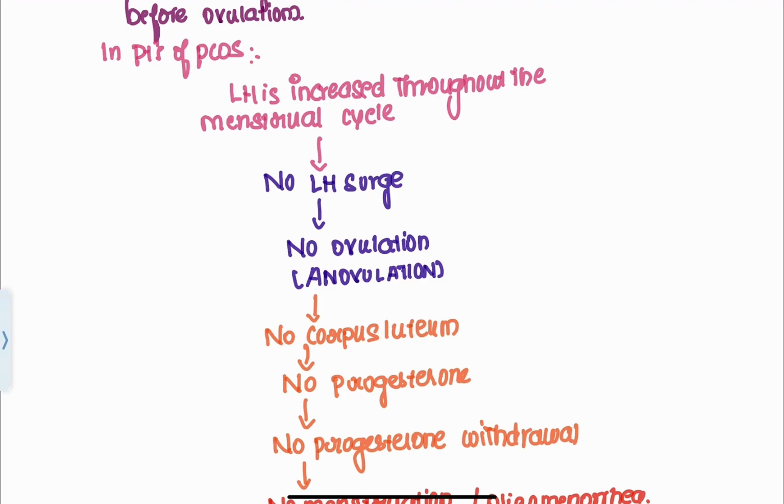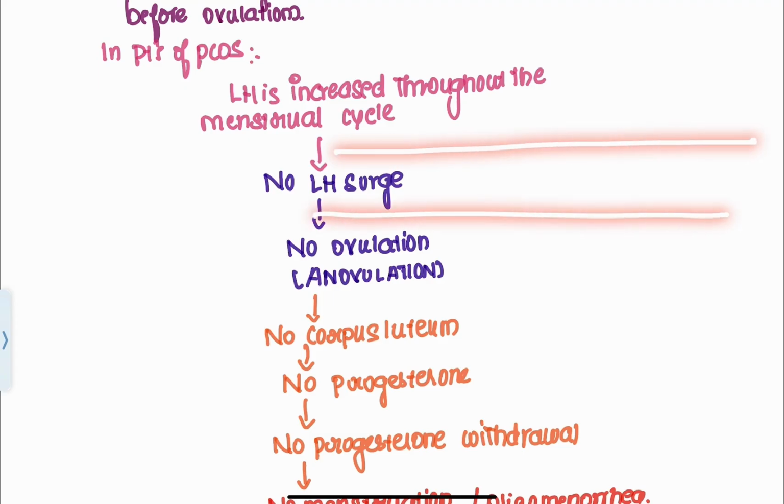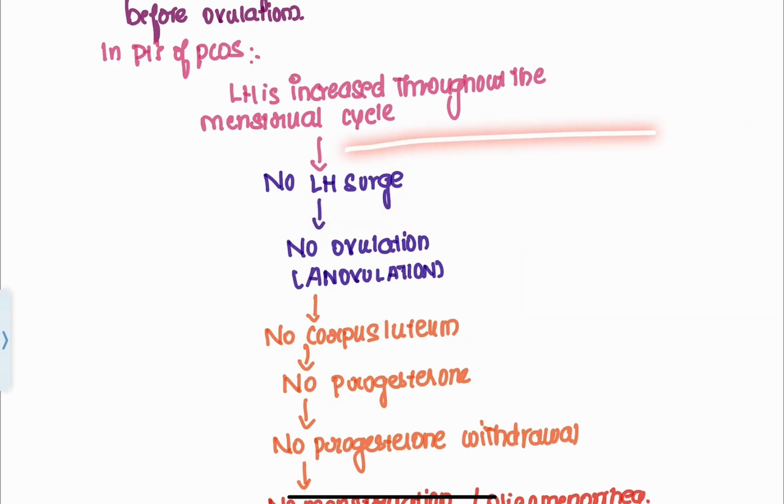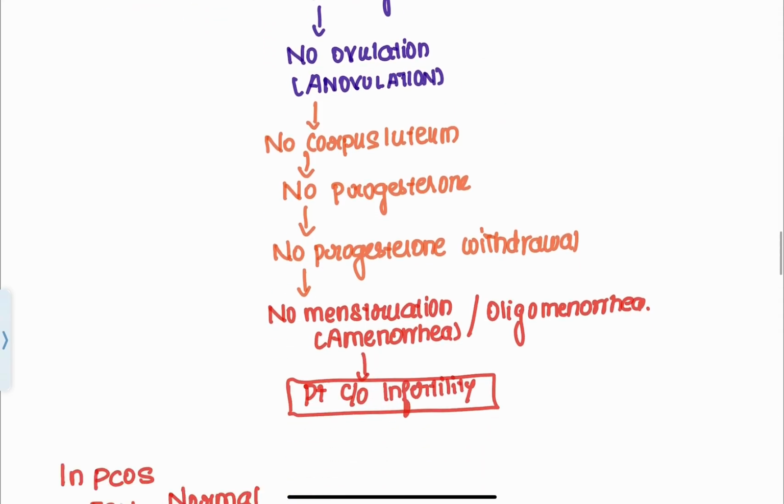Why is there no LH surge? Because in patients of PCOS, the LH levels are increased throughout the cycle. LH levels are increased, but LH is not getting surged. So since it is increased throughout the cycle, there is no LH surge. In the absence of the LH surge, ovulation will never happen. So it is a case of anovulation.